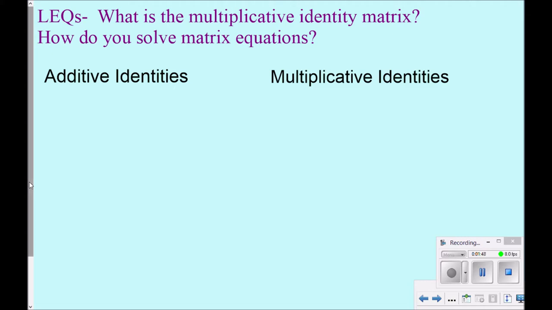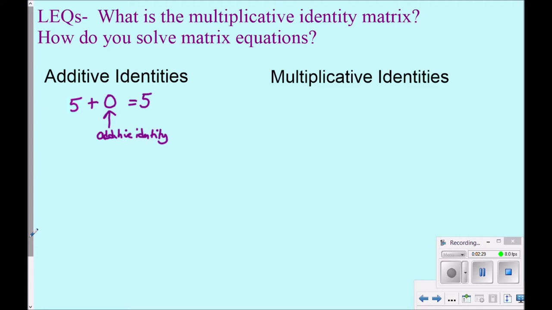So we have the additive identities, and I'm going to show you first how that looks with numbers, just to refresh your memory, and then I'll apply that to matrices. So if I have a number, 5, let's say, if I add the additive identity to it, I should get the same number back. Identity means self, so same number back. So we know that the additive identity is 0. So that is the additive identity when we're talking about numbers.